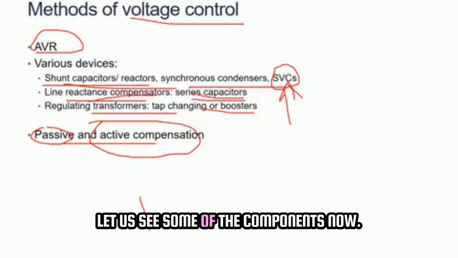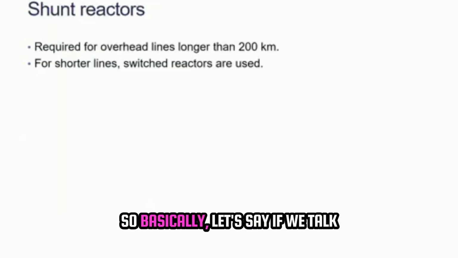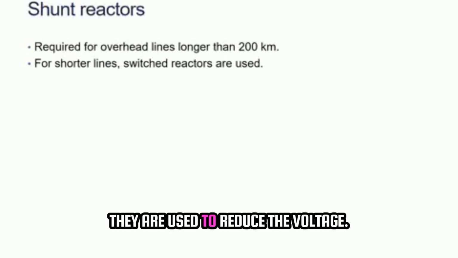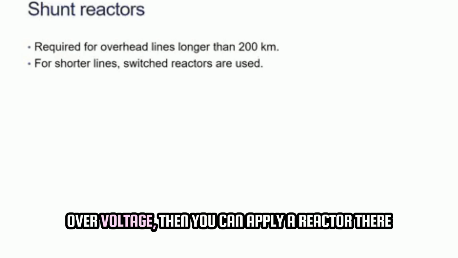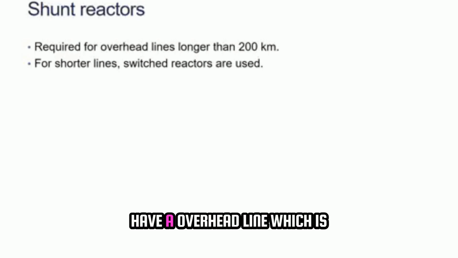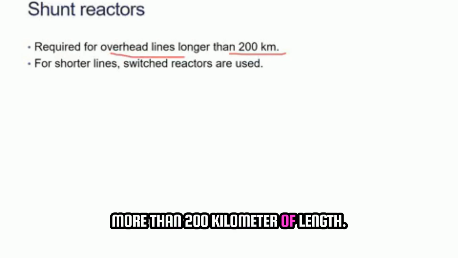Let us see some of the components now. So basically, if we talk about shunt reactors, generally shunt reactors are used to reduce the voltage. Basically, if you have a situation of over voltage, then you can apply a reactor there to reduce the voltage, and this generally happens when you have an overhead line which is more than 200 kilometers in length. So that means there may be an issue of Ferranti effect.